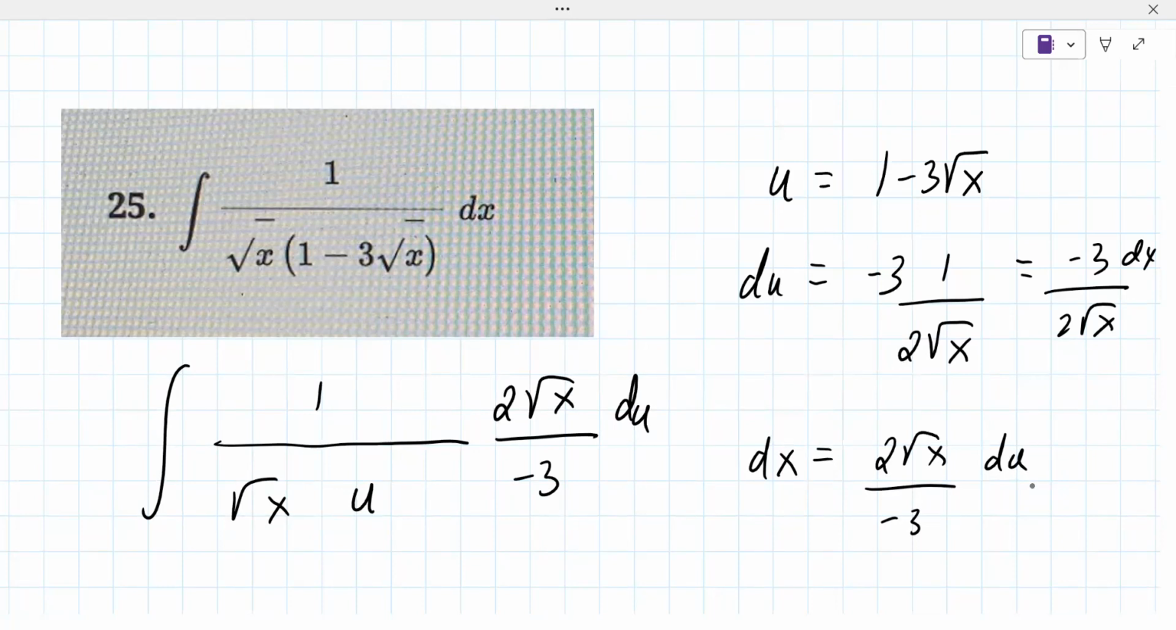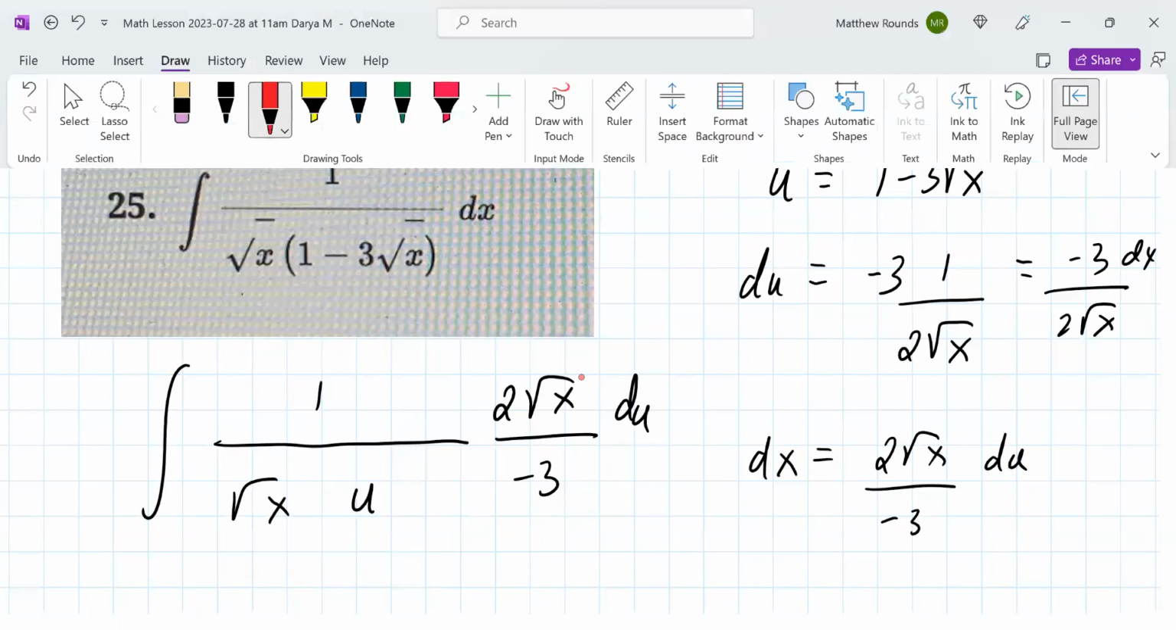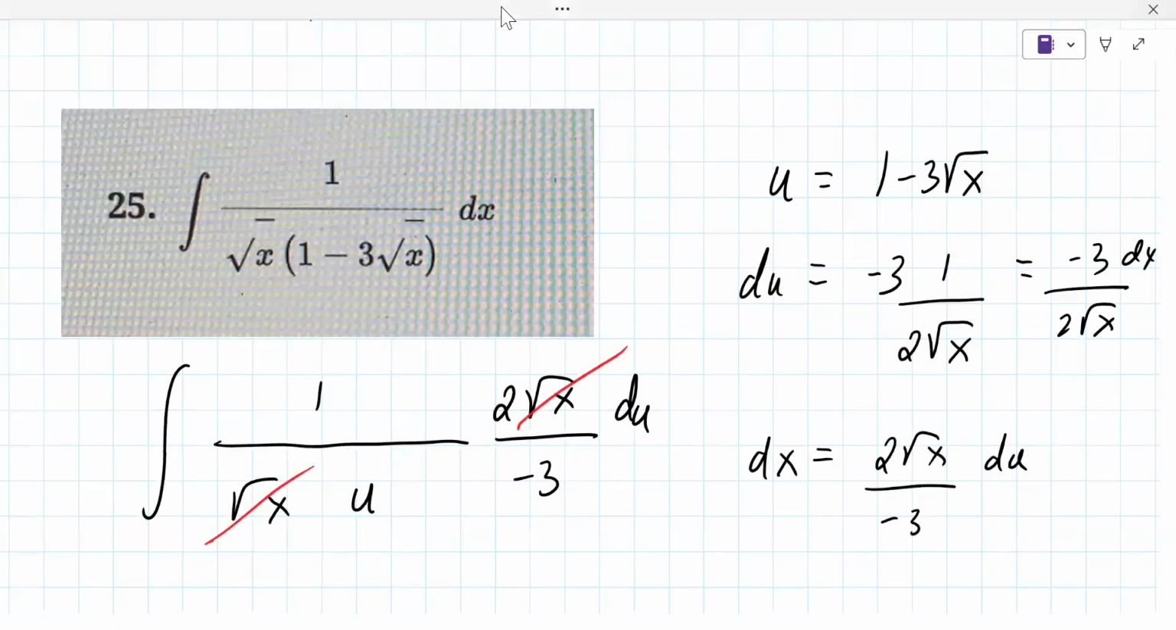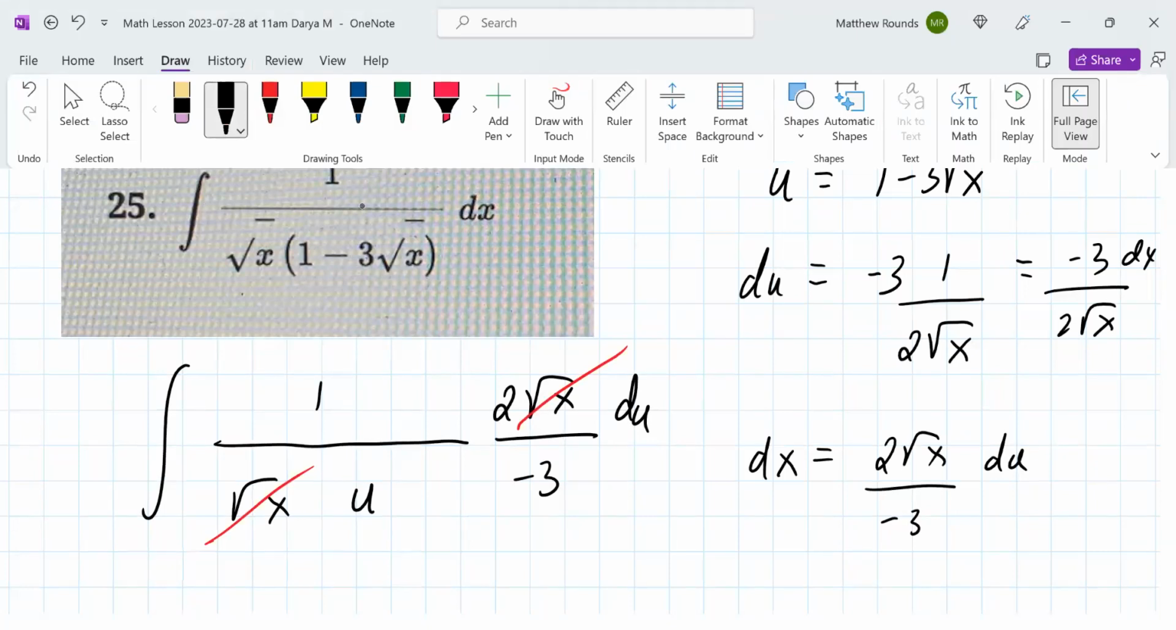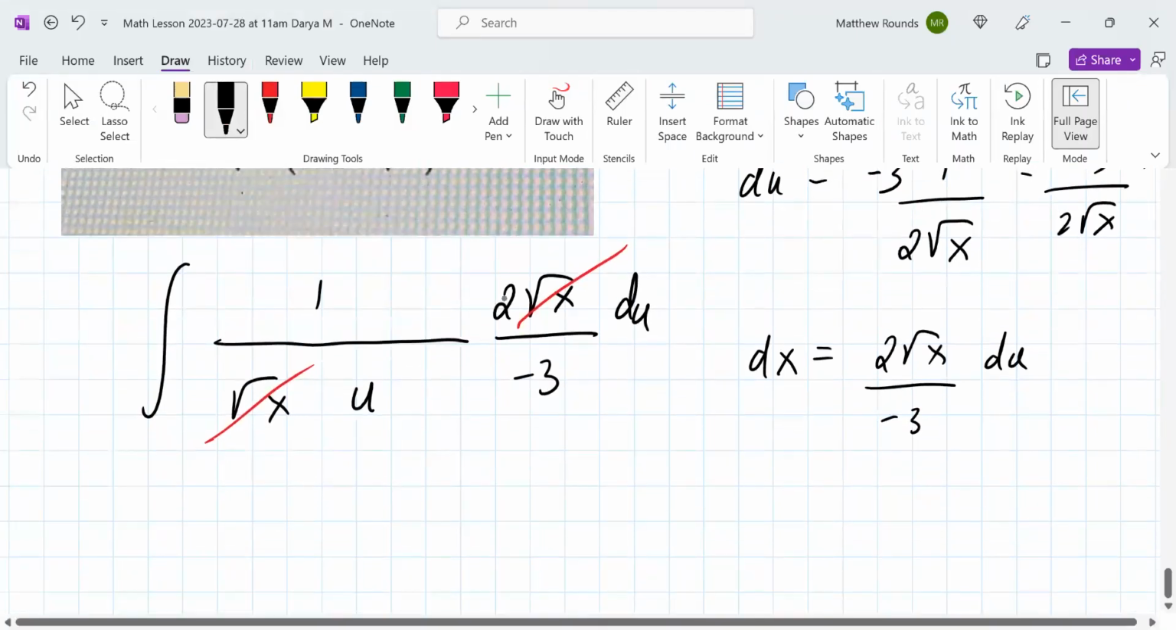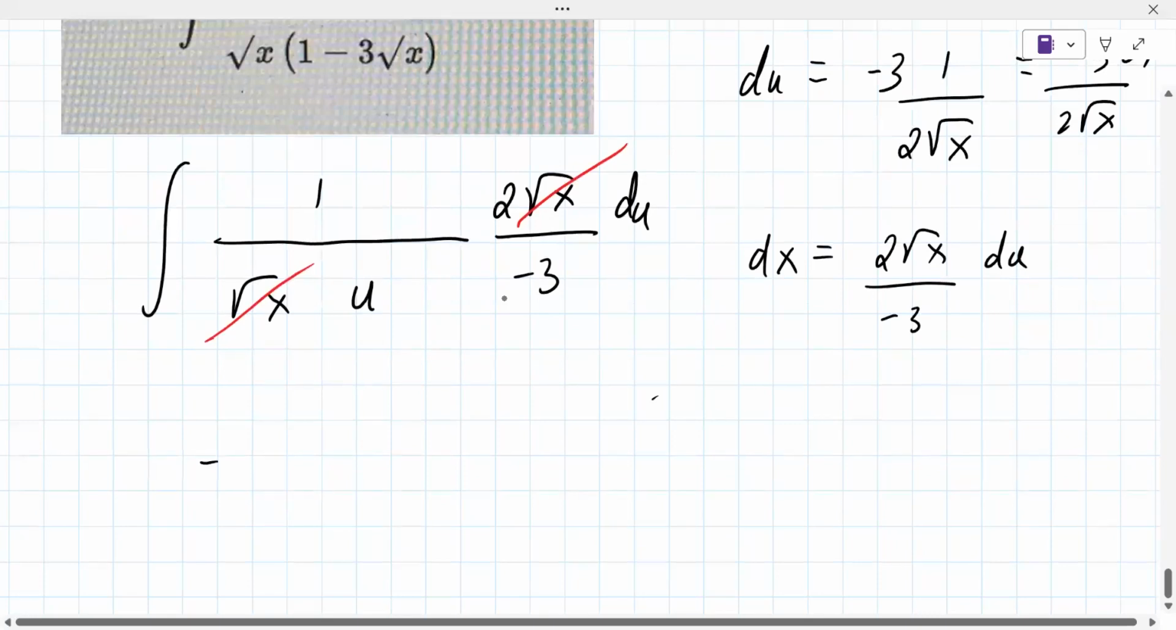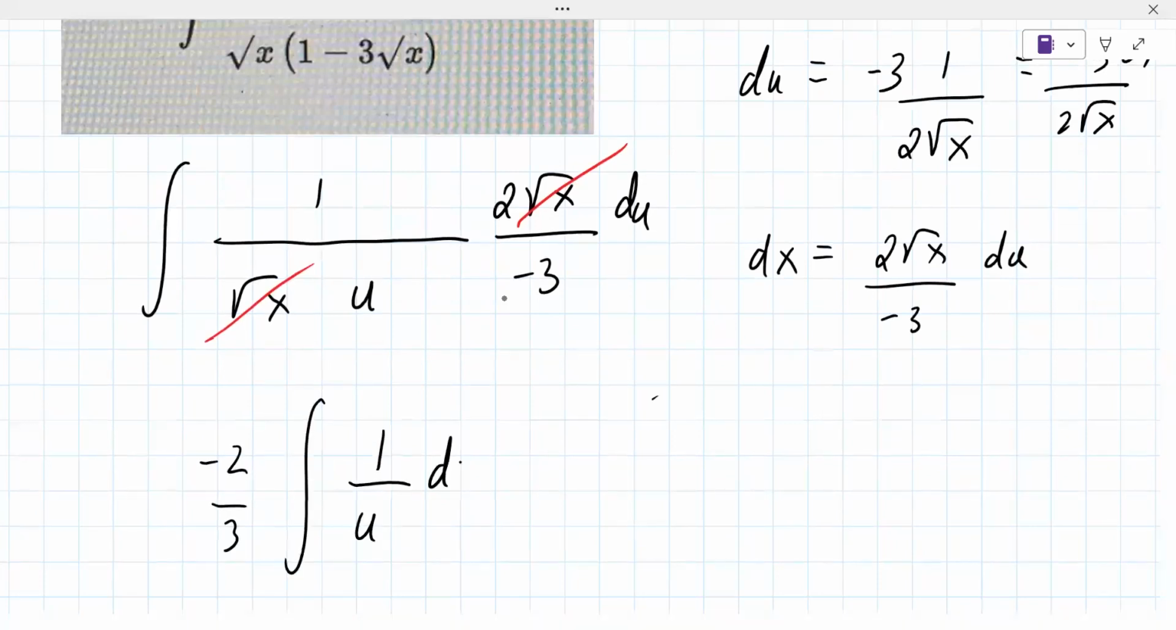So then do the square roots cancel? They do. And that's the whole point of these u substitution problems: you have to get rid of the variables. The numbers are okay. If you want to keep the numbers in there, that's fine. So it becomes 2 over -3, or -2/3 integral 1 over u du.